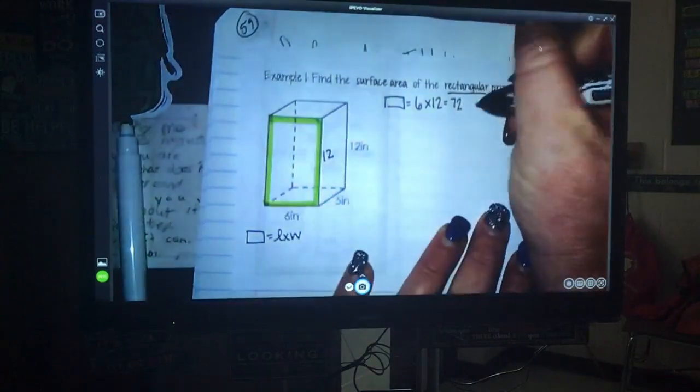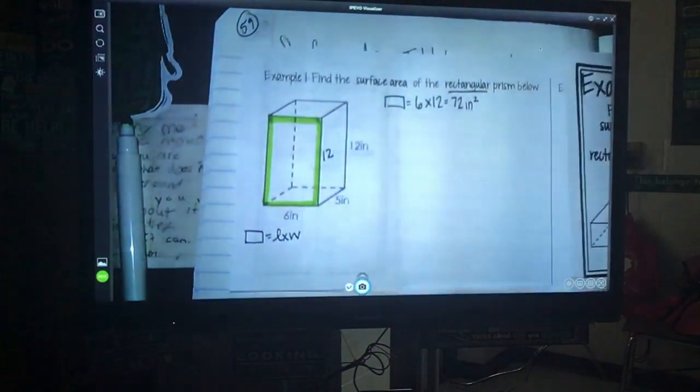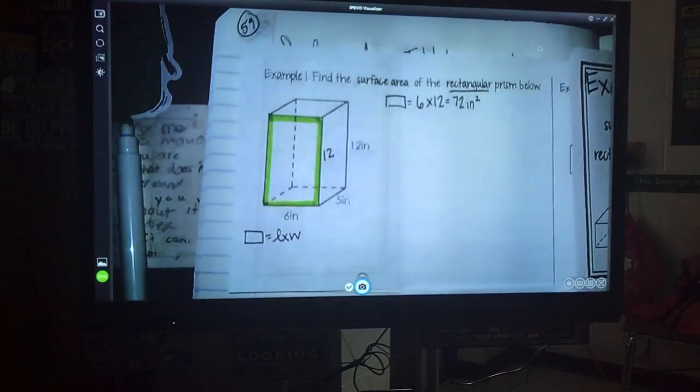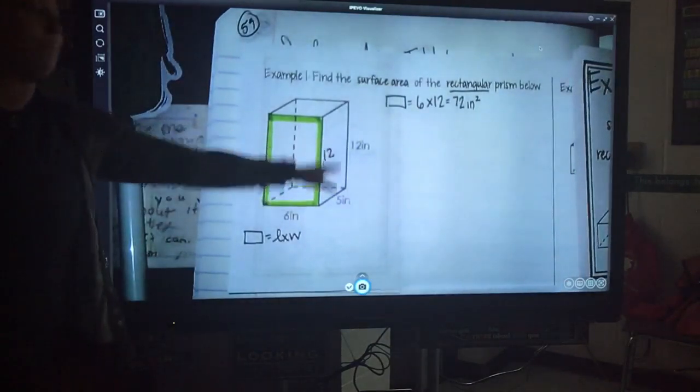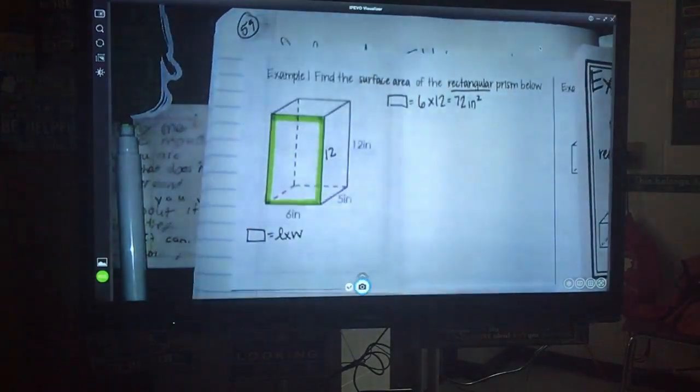So I'm going to do 6 times 12, which gives me 72 inches squared. Now, because this is a rectangular prism, what do I know about this shape and the back shape? They're the same. So can I just multiply 72 times 2?